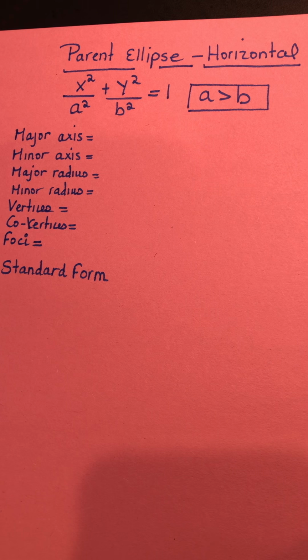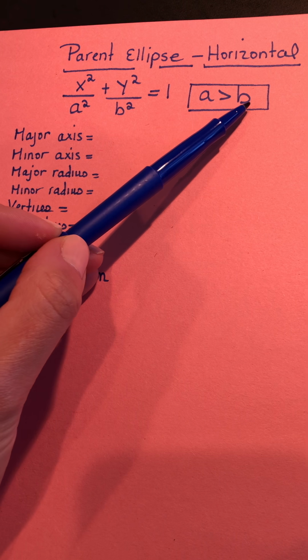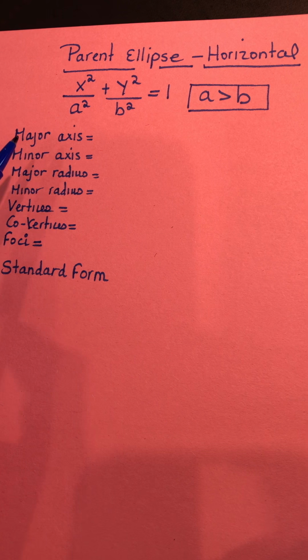So the equation for the parent ellipse that's horizontal is x squared over a squared plus y squared over b squared equals 1. And to be a horizontal ellipse, a has to be greater than b, okay? So we're going to go through all of the vocabulary that you'll need: major axis, major radius, minor radius, vertices, covertices, foci. And we're going to talk about standard form, okay?